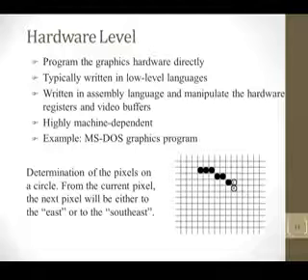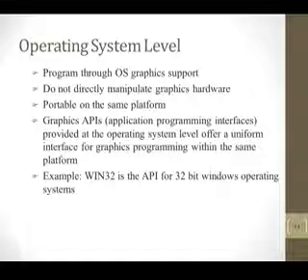With the development and widespread use of graphical user interface applications in modern computers, graphics support in the operating system has become common and extensive. Graphics APIs provided at the operating system level offer a uniform interface for graphic programming within the same platform. As we can see in the example, Win32 is the API for the 32-bit Windows operating system. This example is a simple window program written in the C language. The program creates a standard window and calls the Win32 API directly to draw a circle in the client area of the main window. The circle is centered in the window and the size is adjusted automatically if the window is resized.